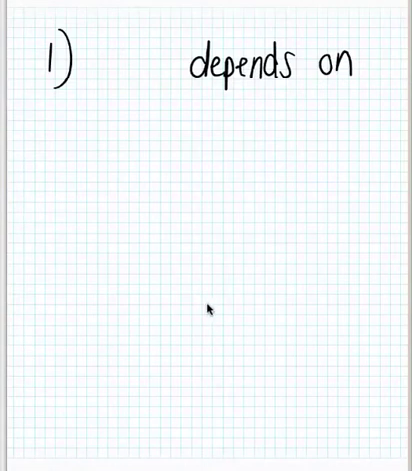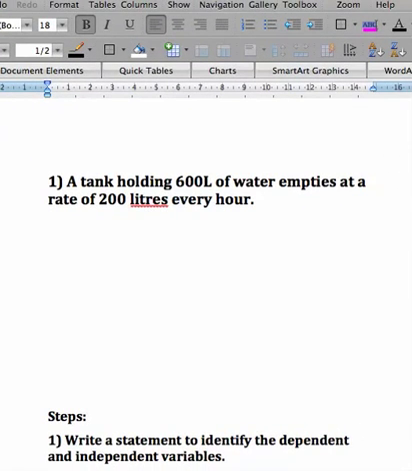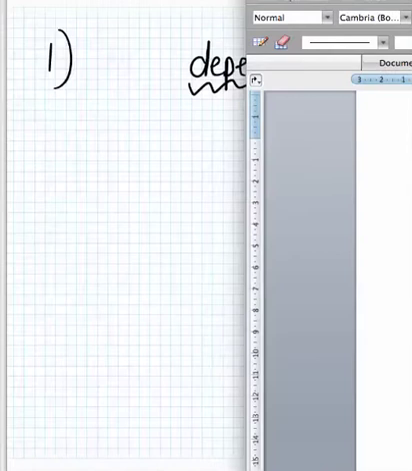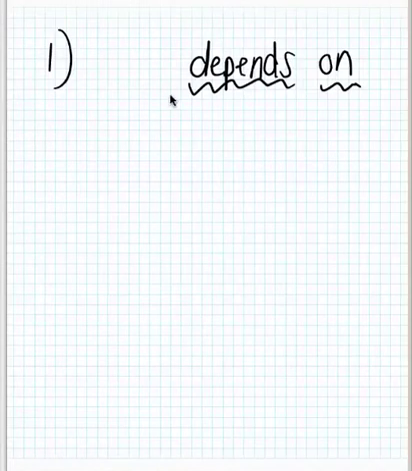So with a statement, it's simply write a sentence. The keywords in your sentence are "depends on." Have that in the middle. And now what depends on what? Let's grab our problem. A tank holding 600 liters of water. So we have water in a tank. It's being emptied, and there's a rate there every hour. So we have water in a tank and hours passing. So the amount of water in the tank, does it depend on how many hours have passed? Yes, that makes sense.